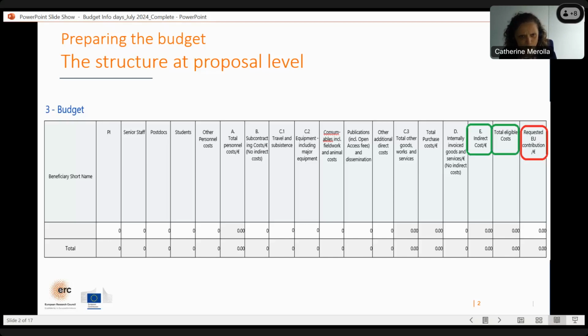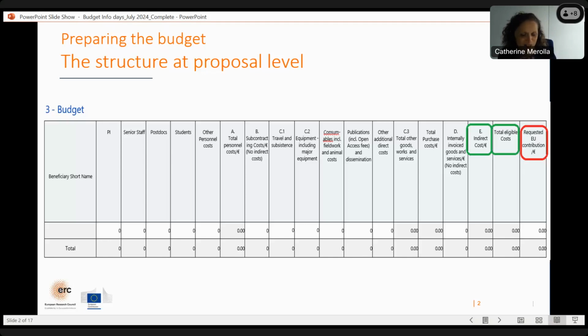So it's calculated automatically. It's on top of the direct cost minus subcontract and internal invoice. The total eligible cost in this table is also calculated automatically. It will take into consideration all the direct costs that you have encoded plus the indirect cost. And in red, you see that I have highlighted the requested EU contribution because this is not calculated automatically.